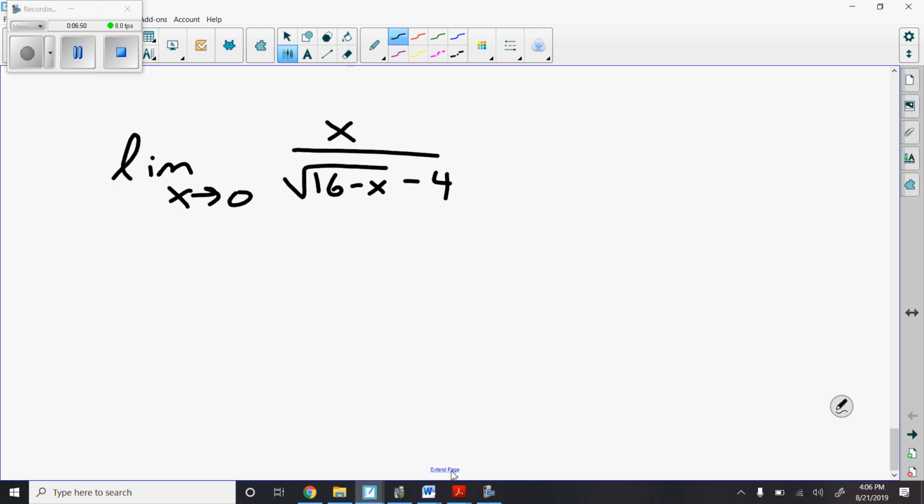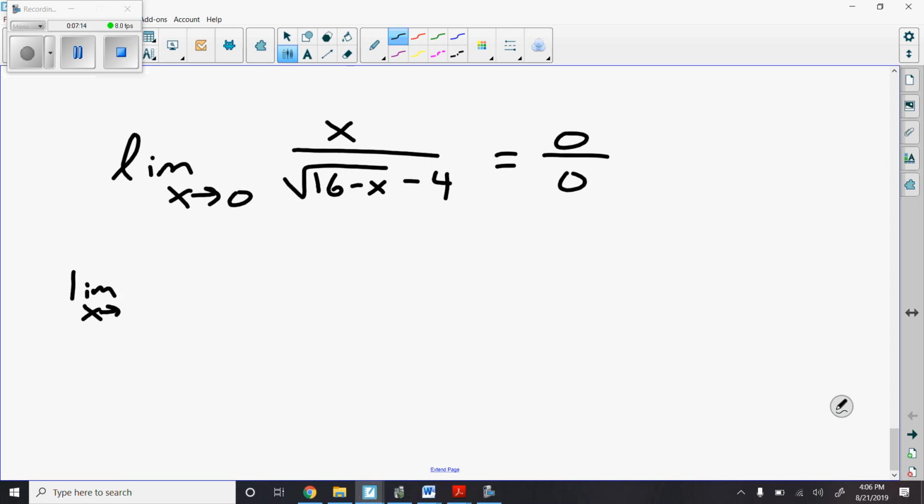But we see if we plug in 0 for x, we get a 0 in the numerator. And when we plug in 0 for x in the denominator, 16 minus 0 is 16. Square root of 16 is 4. 4 minus 4 is 0. So we get 0 over 0. So we know that there's a hole here. So we know that the limit should exist. We can solve this limit, okay?